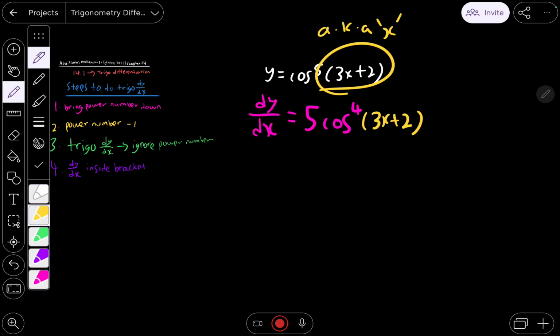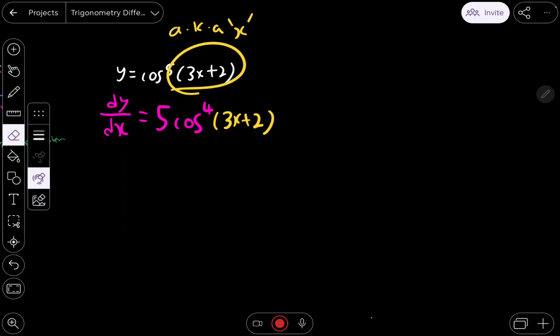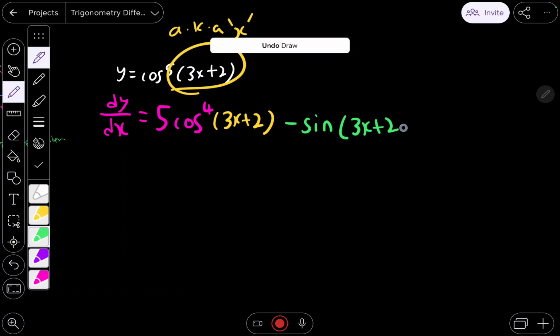Okay, so now the third step, trigo differentiation. So you ignore your power number. Okay, so when you ignore your power number, when you differentiate cosine bracket 3x plus 2, what do you get? You get negative sine x, correct? So you write minus sine bracket 3x plus 2. Ladies and gentlemen, one more time. Do you write the power 4 over here? No, alright? Remember, keyword, ignore the power number, alright?